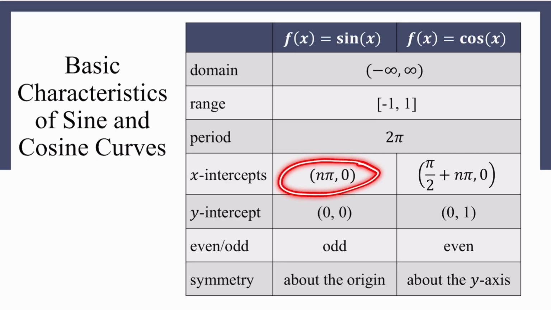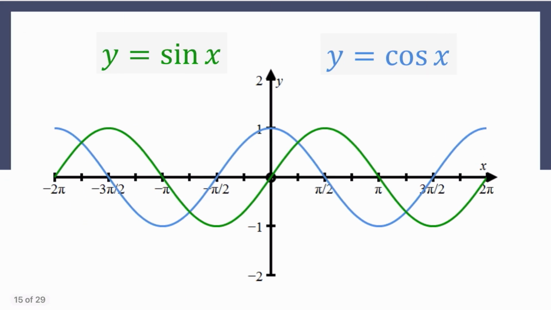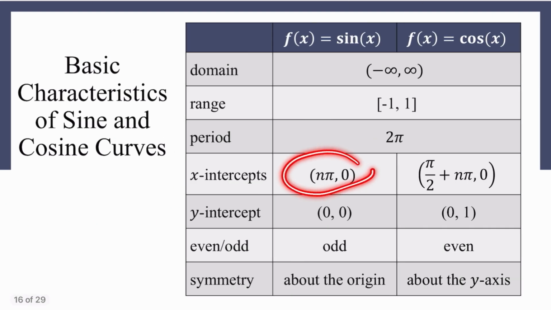Your x-intercepts for the sine function are going to be every multiple of pi. So if we look here, we're going to have an intercept at 0, pi, 2 pi, there'll be another one at 3 pi, over here at -pi, -2 pi. So those are your x-intercepts.